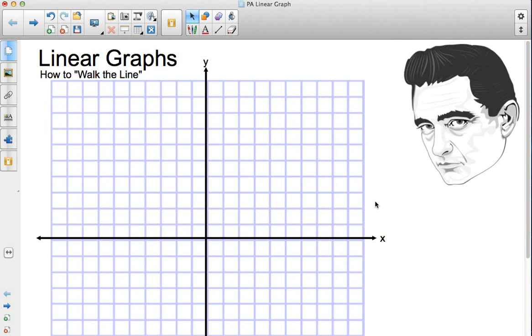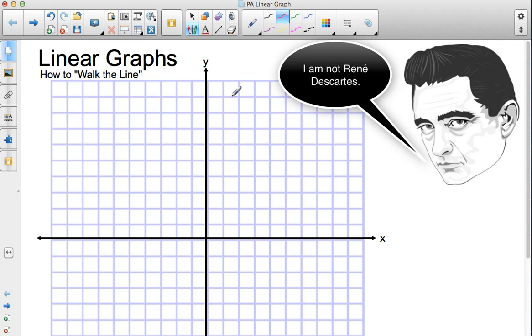Today we're going to be talking about linear graphs. Now, sometimes we need to investigate the relationship between two variables, x and y. And in order to do that, we're going to need to use the Cartesian coordinate plane from Mr. René Descartes, if you remember, to figure out if there's a relationship between some values.